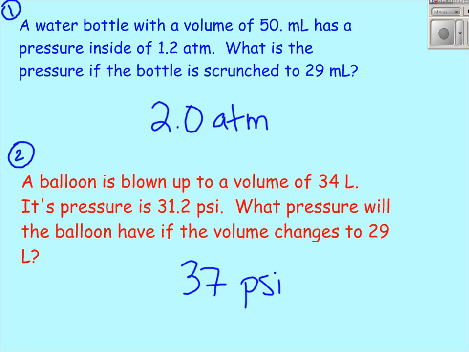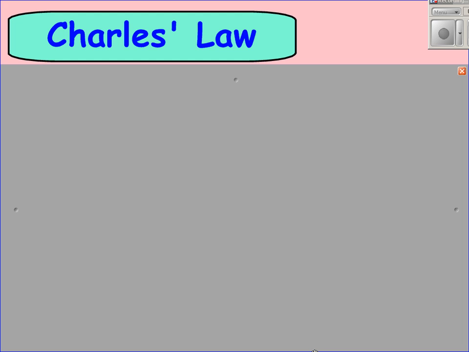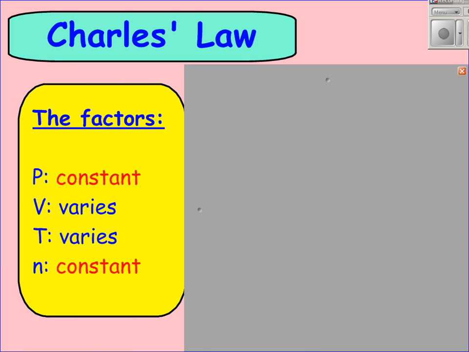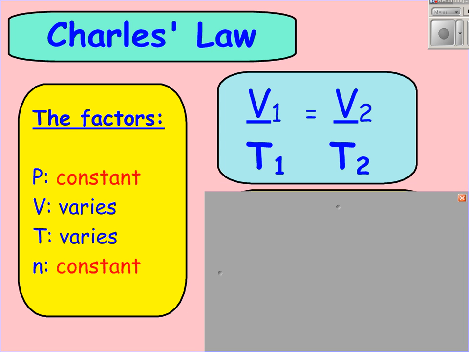Now that we've finished with Boyle's law, let's take a look at Charles' law. Charles' law is our second gas law. He too is looking at two factors that can affect a gas, but it's not pressure and volume he was concerned with. Instead, he was concerned with how volume and temperature relate to one another when pressure and amount remain constant.